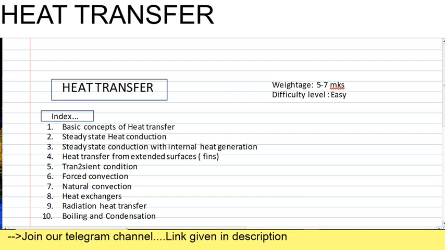Now after that we will talk about heat exchangers. We will discuss in detail the heat exchangers, and the last mode of heat transfer, which is radiation. And at last we are going to discuss boiling and condensation also. Everything I can guarantee you will be done in a very detailed manner. It will be a very detailed and complete course.